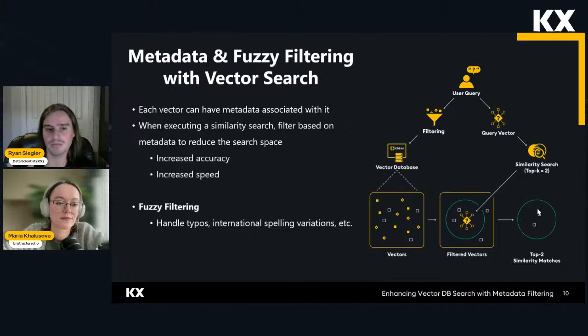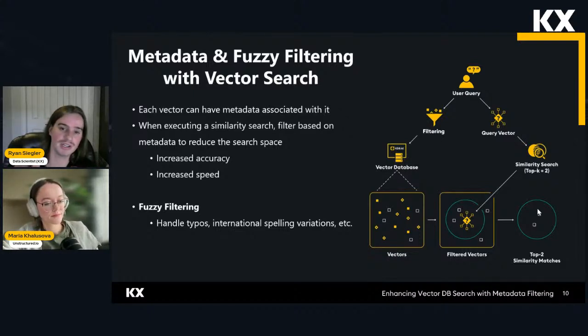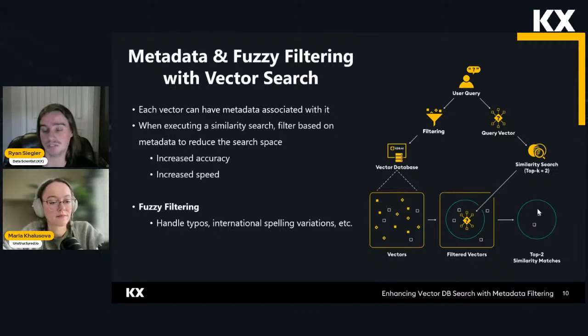But the beauty of metadata filtering is it shrinks your search space because you're applying a filter to all the vectors in your vector database before you're even doing your similarity search. So because you're now searching over fewer vectors, you're going to increase the accuracy of your search and you're going to increase the speed of your search.